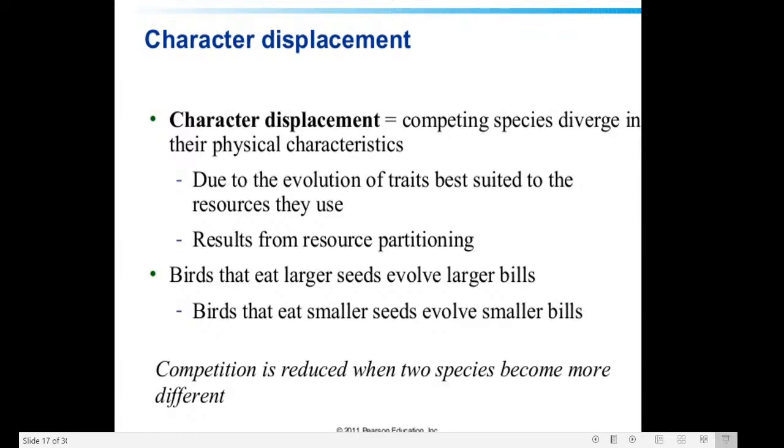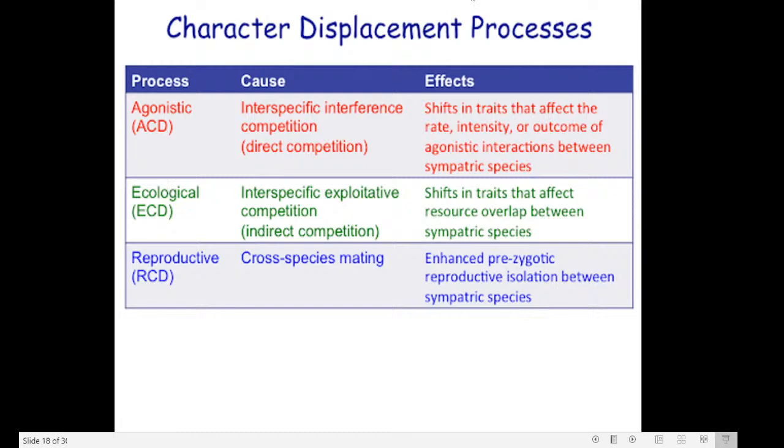The birds that eat larger seeds evolve larger bills. The birds that eat smaller seeds evolve smaller bills. These are common due to their partitioning; they have their physical characters. This physical character is displaced depending on their need, the resource partitioning. This character displacement happens through different processes.